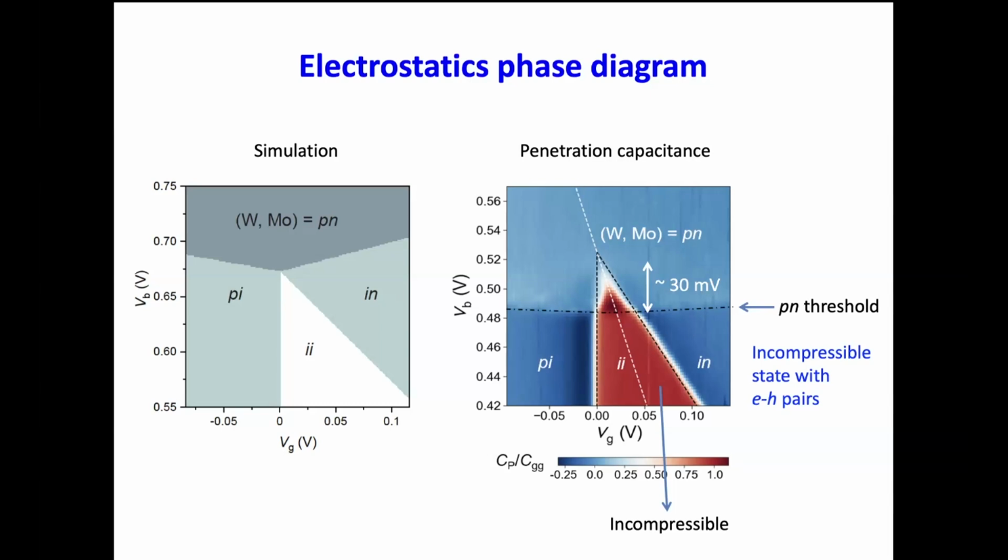That suggests that there is an incompressible state here that carries electron-hole pairs already in the system, because we are already in the PN region, but the state is incompressible in this region. So to really show that there are indeed electron-hole pairs here, there's nothing better than to directly drive an exciton current in the system, so that you can directly see an exciton current inside this region here.